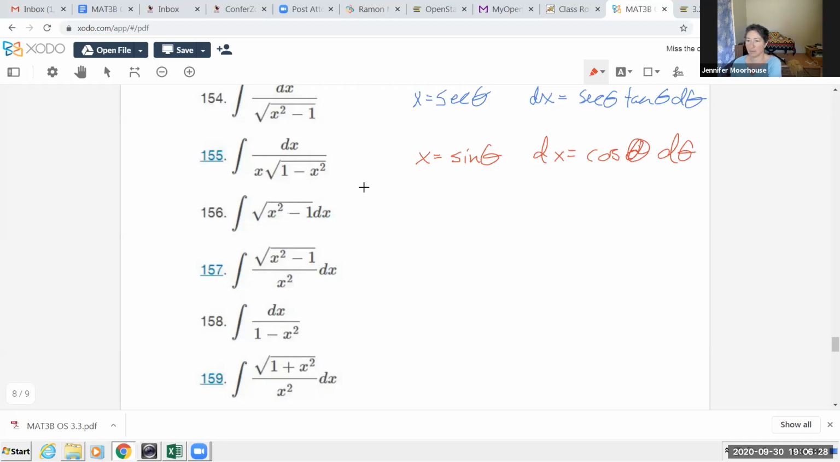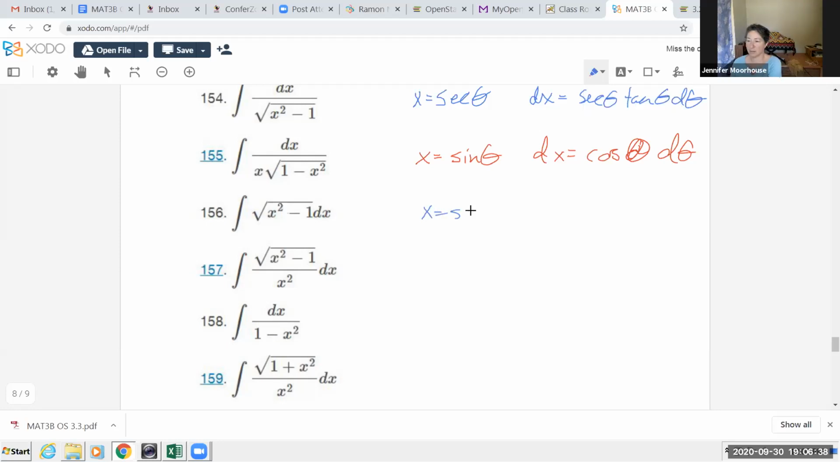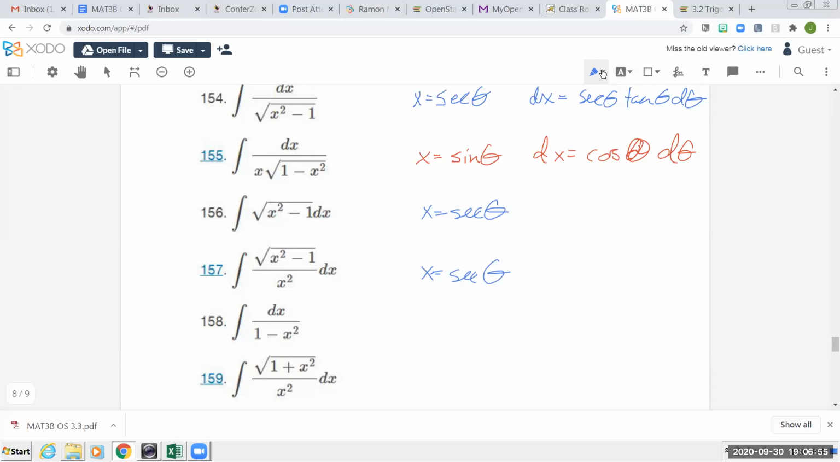And then the square root of x squared minus 1, yeah, secant again, exactly. So this one's a secant. This one's also a secant. And this one, that one would be a sine again.